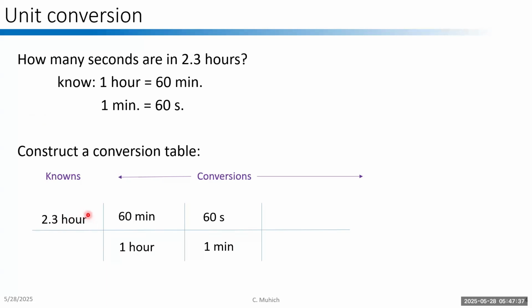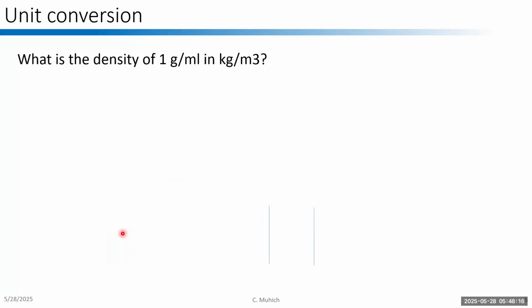Any unit that we have up here that we want to get rid of, I need to have down here. Then I can do the same thing. I have 60 seconds per minute. I'm putting it in this order because I want to cancel these minutes out. So the hours cancel out, the minutes cancel out. Then all I need to do is multiply everything across the top, and then divide by everything along the bottom. In this case, it's pretty straightforward because on the bottom they're just ones. So I take 2.3 times 60 times 60, and that gives me 8,280 seconds.